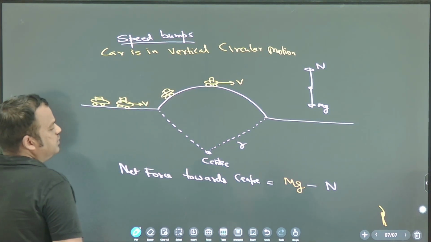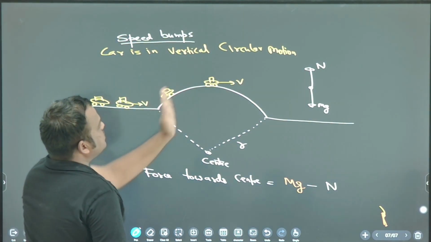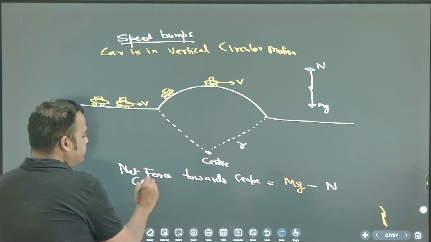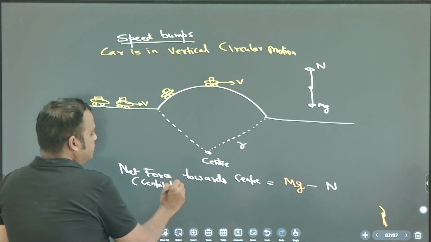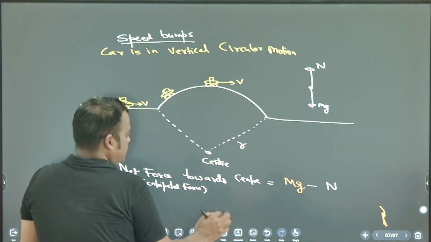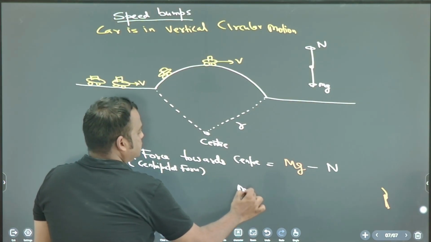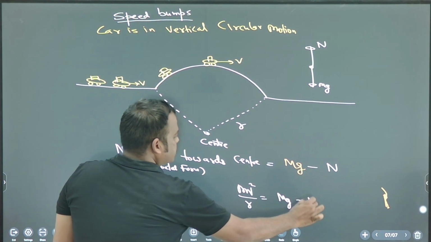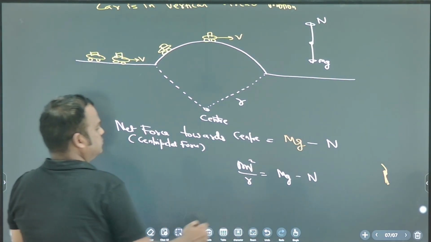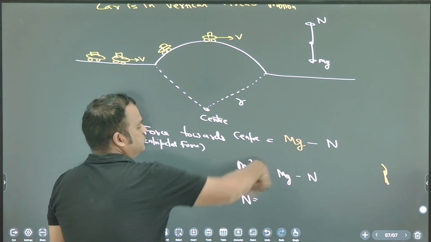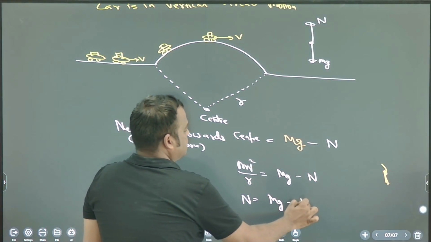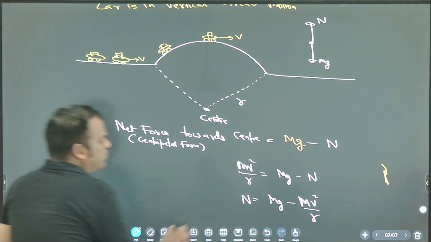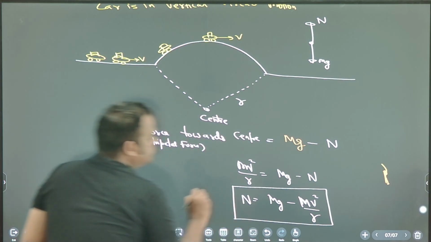Net force towards center. It is in circular motion. So what is the formula for net force towards center? This is also known as centripetal force, mv square by r. So you will write mv square by r is equal to mg minus N. So what is N? N is mg minus mv square by r. Clear? No doubt. So does normal decrease, increase or remain the same?